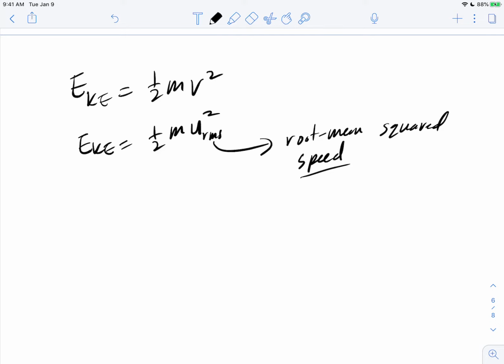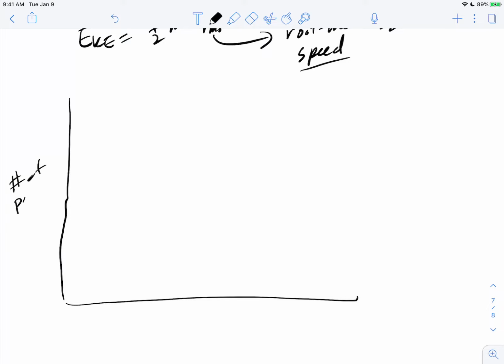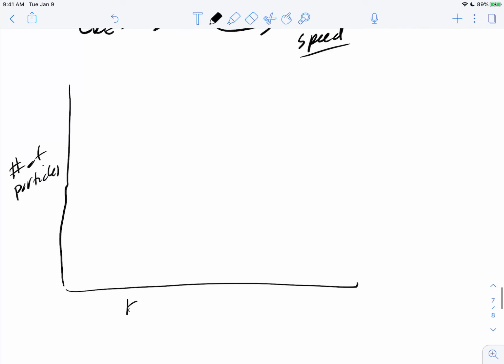So anyway, we can do this in a graph, and this graph I think is super helpful to understanding a lot of things. So I really like this graph. On the y-axis is number of particles, and on the x-axis it's the kinetic energy that a particle has. And so we said that there is a distribution of speeds that particles can have at given temperatures. So for, like, let's say temperature 1, we see this.